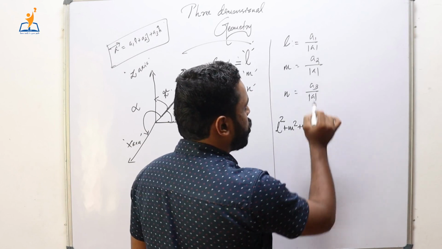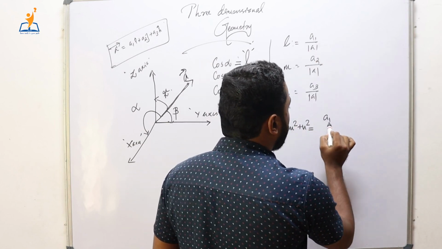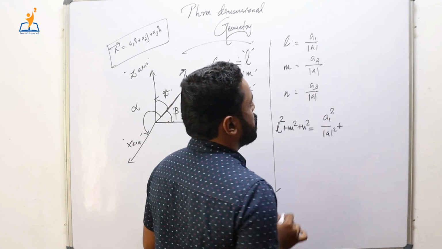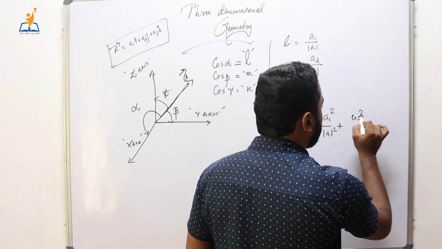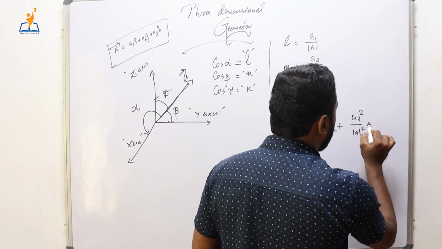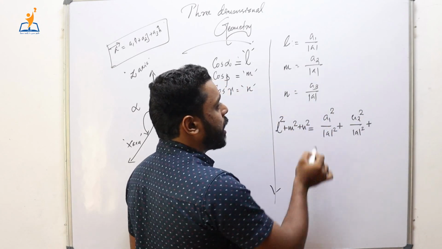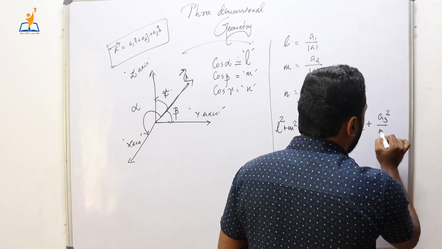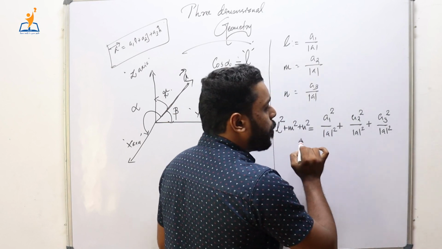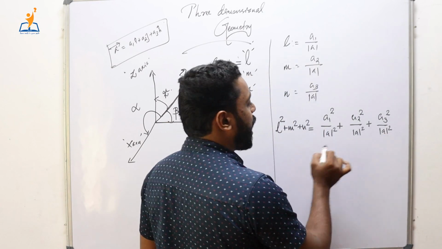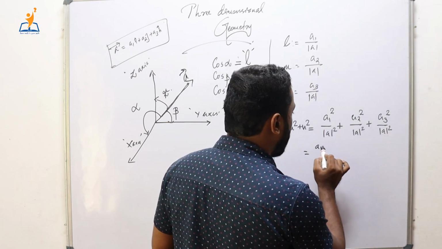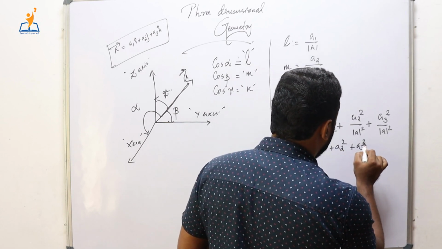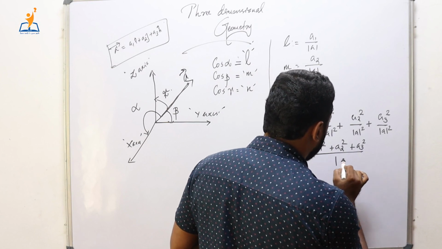It is equal to, what is L square? A1 square divided by mod A square, plus what is M square? A2 square divided by mod A square, and finally what is N square? It is nothing but A3 square divided by mod A square, right? See, mod A square is common for all fractions. So it is equal to A1 square plus A2 square plus A3 square, whole divided by mod A square.